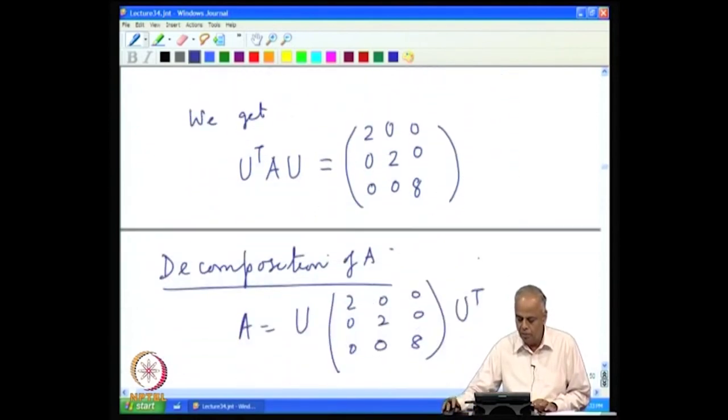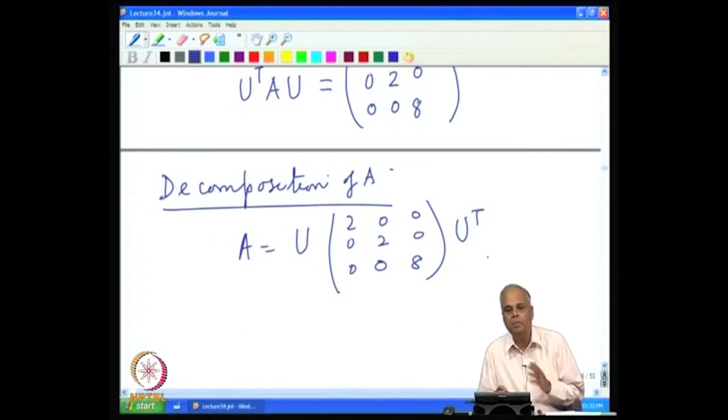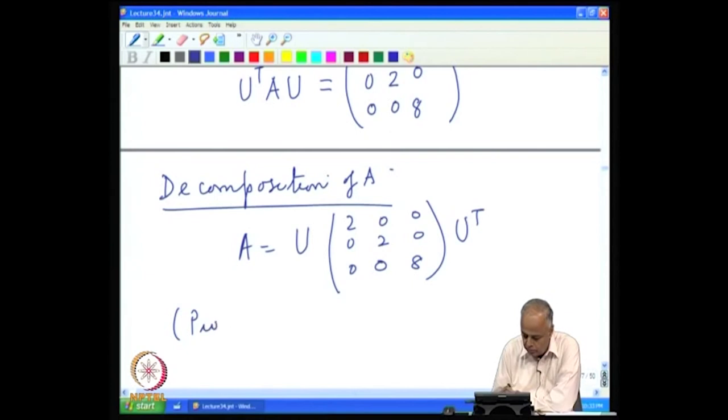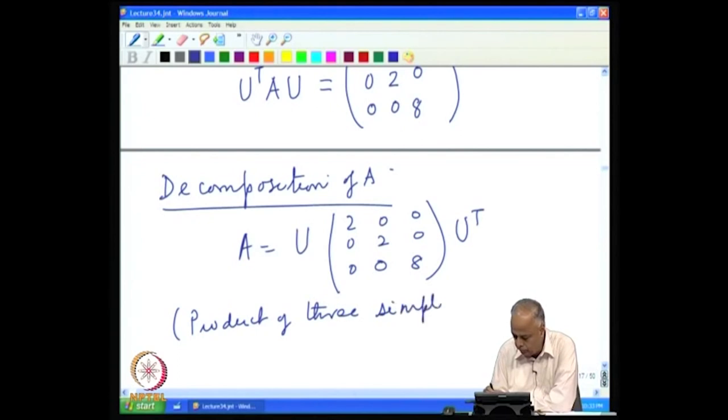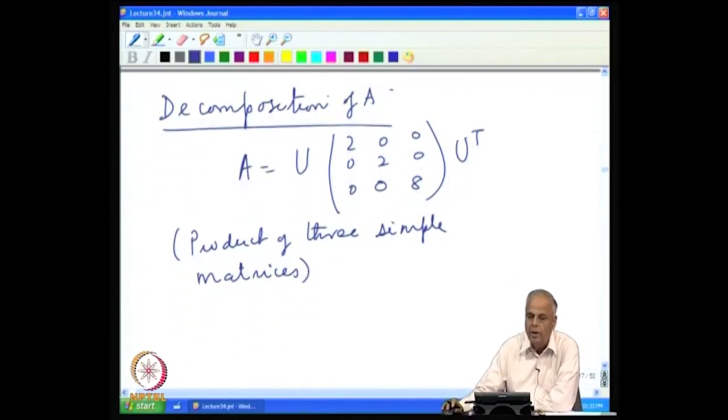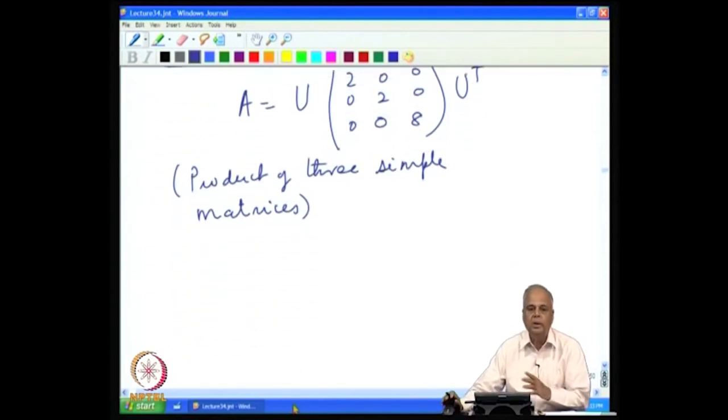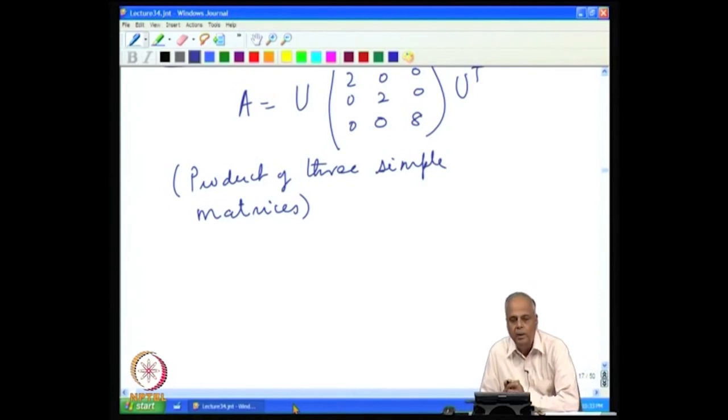And therefore, we see that A has been decomposed into the product of 3 simple matrices, the 2 extreme factors being unitary and the middle one being diagonal. So, we have seen therefore, the structure of real symmetric and complex Hermitian matrices through their eigenvalues.